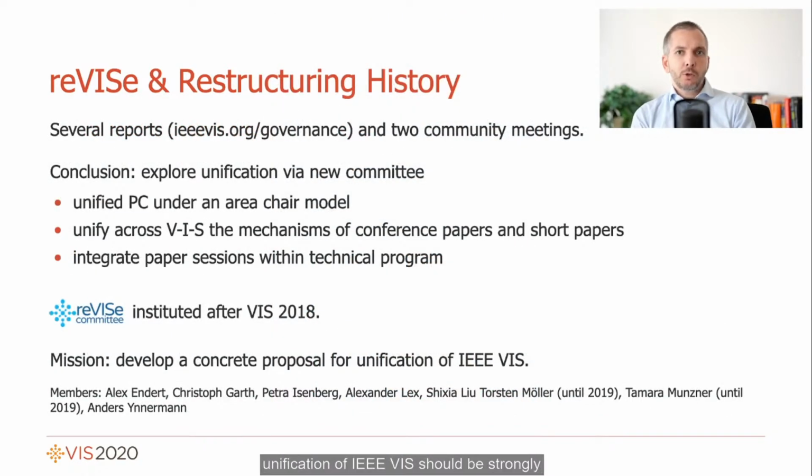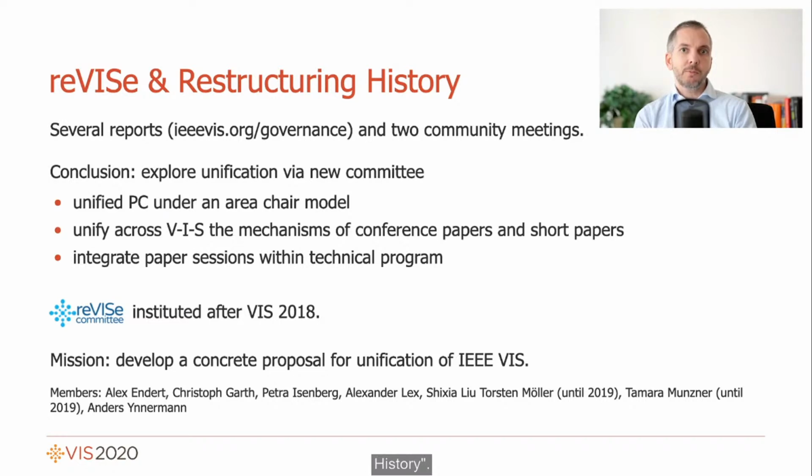So the Restructuring Committee took up work and produced several reports and held 2 community meetings at Dagstuhl and at Banff. Overall, their ultimate recommendation was that unification of IEEE VIS should be strongly considered and is supported by a large majority of the community. They recommended to institute several new committees tasked with improving specific aspects of the conference. By the way, you can look at all the reports produced by the Restructuring Committee on IEEEVIS.org under Organization and History.